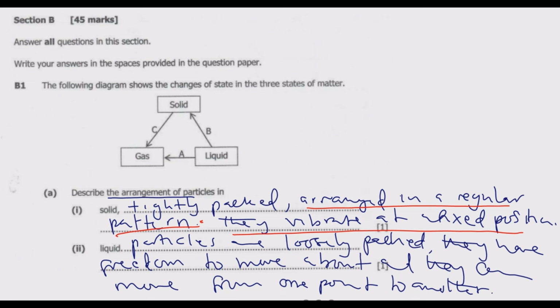So in case there was an extension which required you to describe the arrangement of particles in gases, so in gases particles are very far apart. So because they are very far apart, they are able to take the shape of any container, so they are free to occupy any shape.